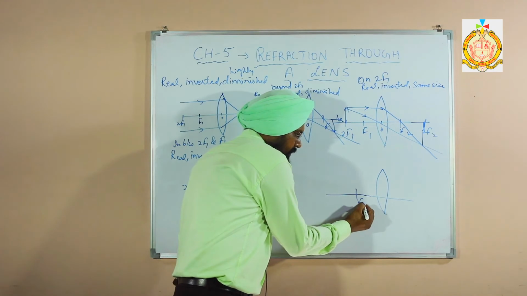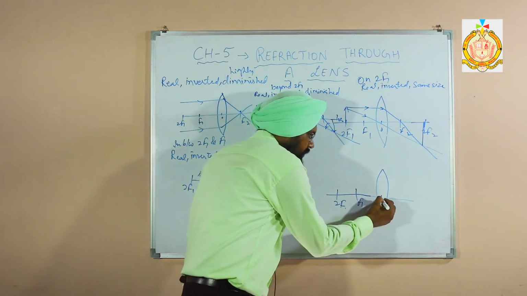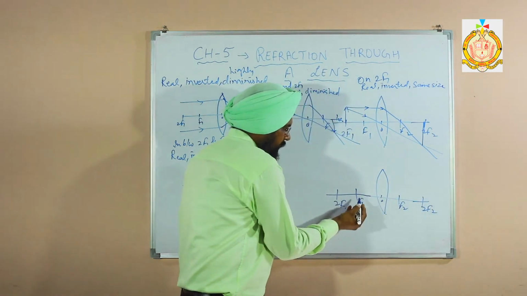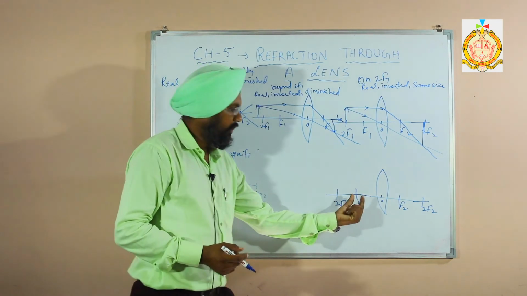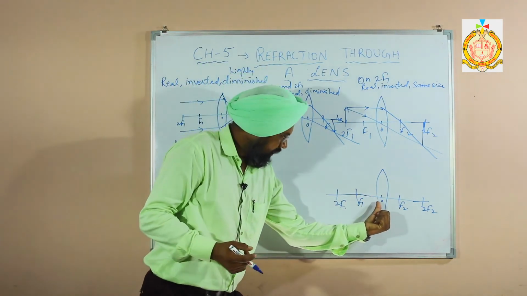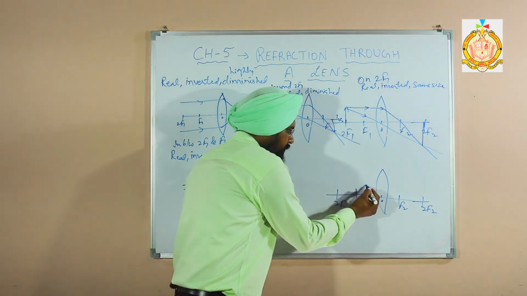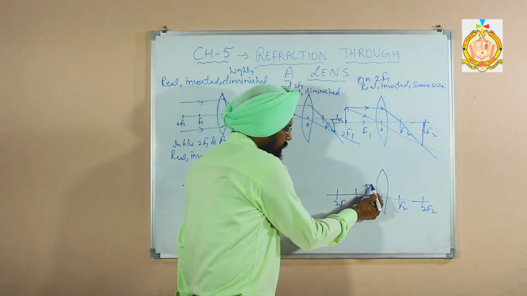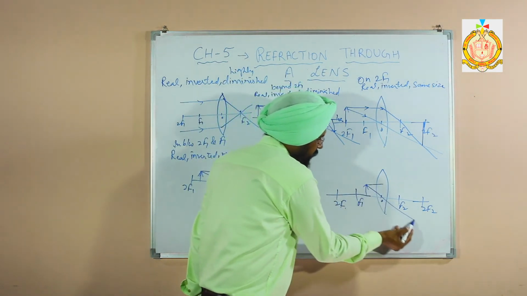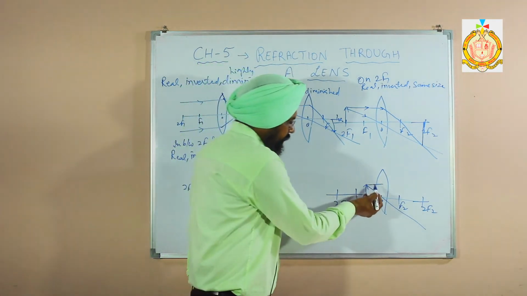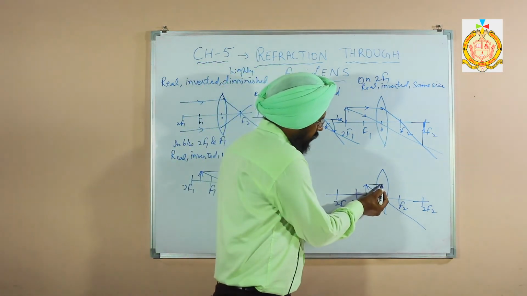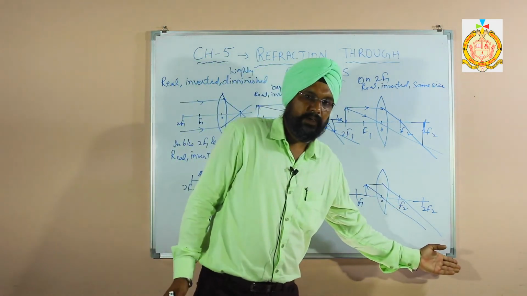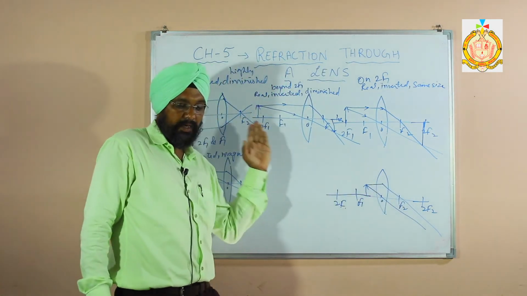In the same way, this is f1, this is 2f1, this is the optical center, this is f2, this is 2f2. Before, the object was at f1, now it comes in between f1 and O, the optical center. When the object is in between f1 and the optical center, one ray goes parallel and one ray goes through the optical center. The one which is parallel goes to the focus point. Now, where is the image? The image will not be at this point. The image will be behind this one.